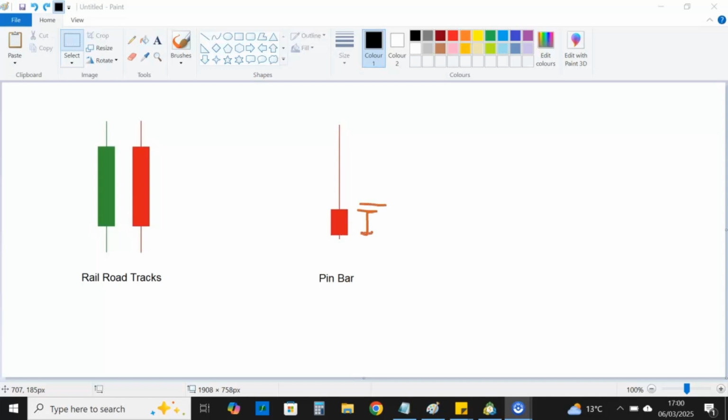And the wick shows that price was rejected at a certain level. A bullish one would have a long lower wick, meaning buyers stepped in and pushed the price up, while a bearish one would obviously have the opposite, which is a long upper wick, indicating strong selling pressure. Traders use pin bars to spot entry points at key support and resistance levels.